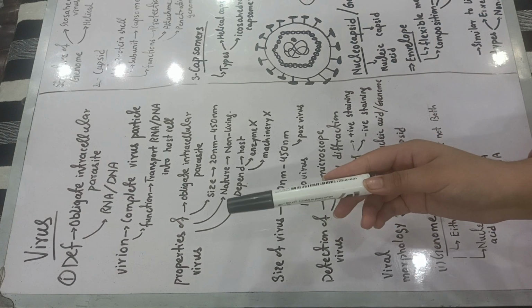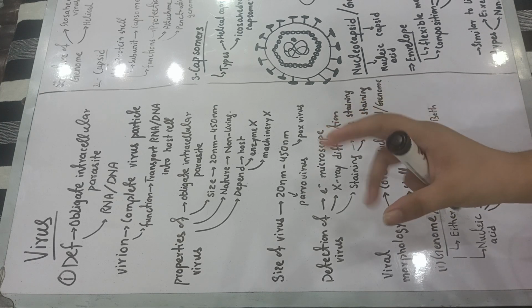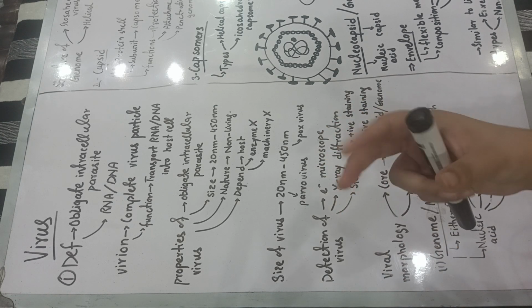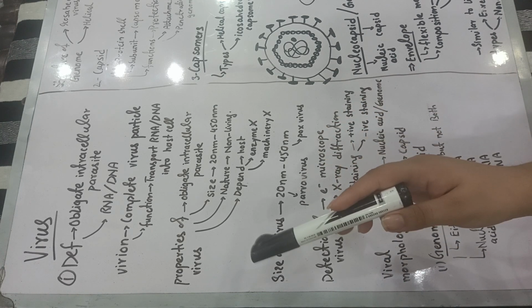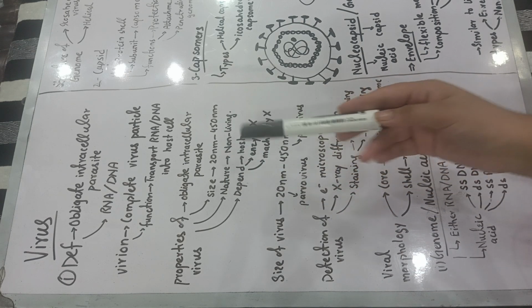It is written that it is a complete virus particle. So a complete virus particle which is fully matured and fully grown, this particle is called a virion, and its function is to transport your RNA or DNA into your host cell.